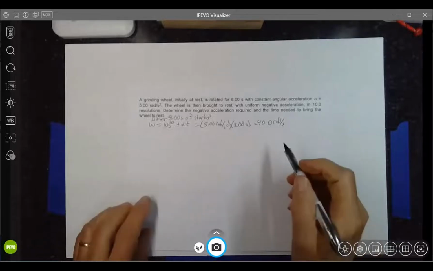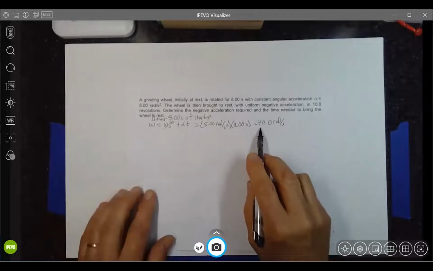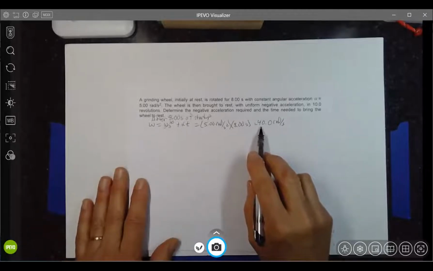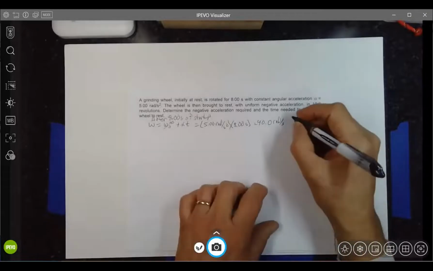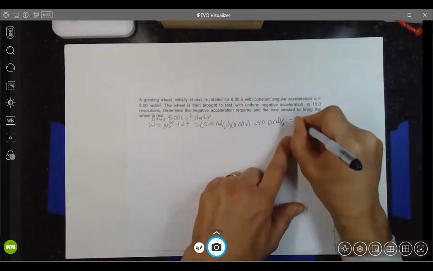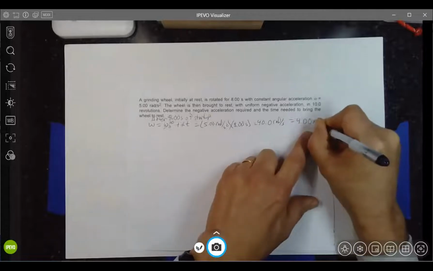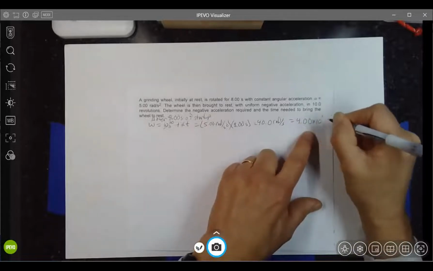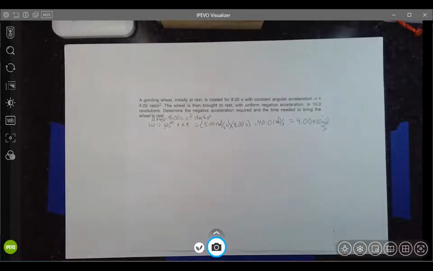Notice I didn't just write 40 radians per second. The only way I can show that it's 3 significant figures, well, not the only way, but a way I can show 3 sig figs is 40.0. That 0 after the decimal place is significant. I could also write it in scientific notation, which is kind of unnecessary here, but 4.00 times 10 to the first radians per second. So that's what I have.